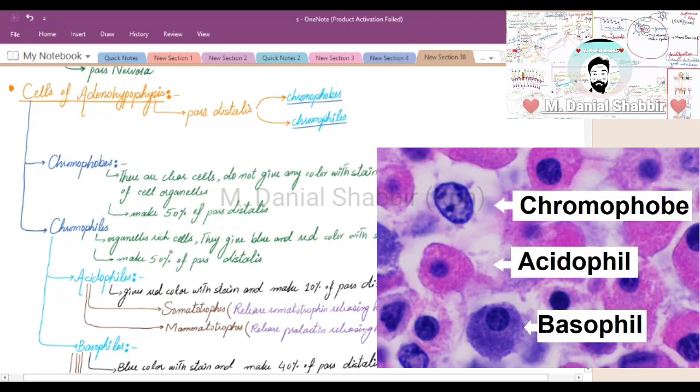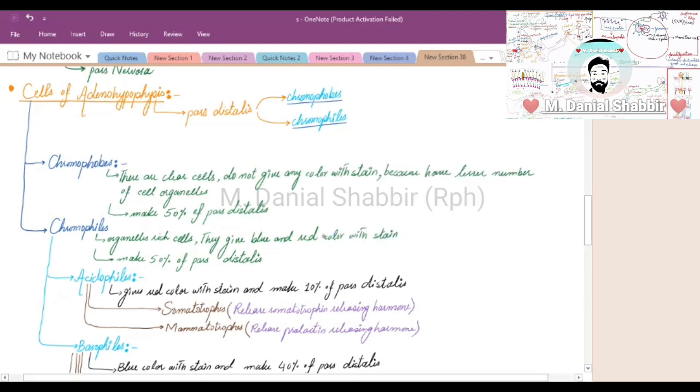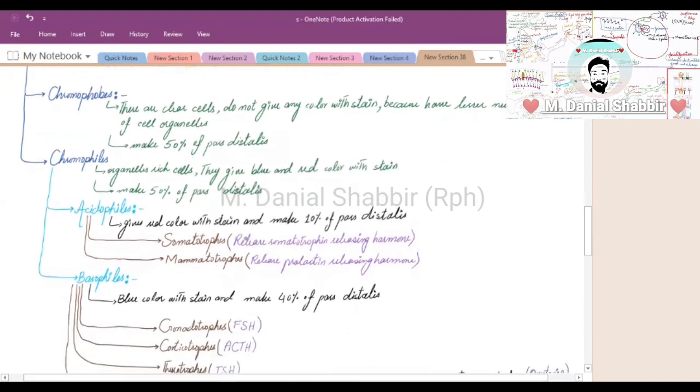Chromophiles are organelle-rich cells and they give blue and red color with stain. When we stain with a different type of dye called basic stain, they give blue and red color. And these cells also make 50% of the pars distalis, right? Now come towards the acidophiles. The chromophiles are again subdivided into acidophiles and basophiles. Acidophiles give red color with stain and make 10% of the pars distalis.